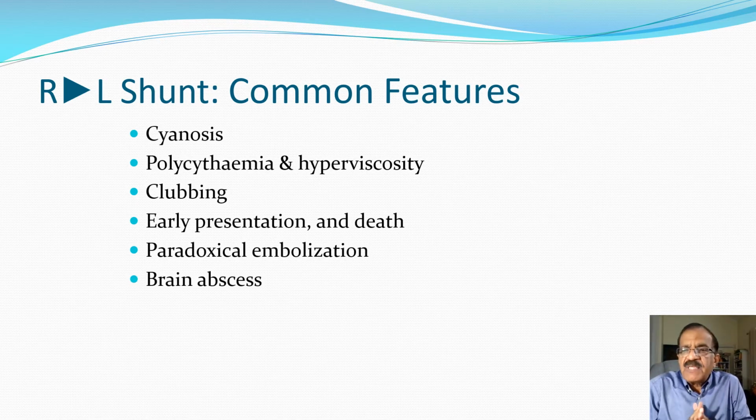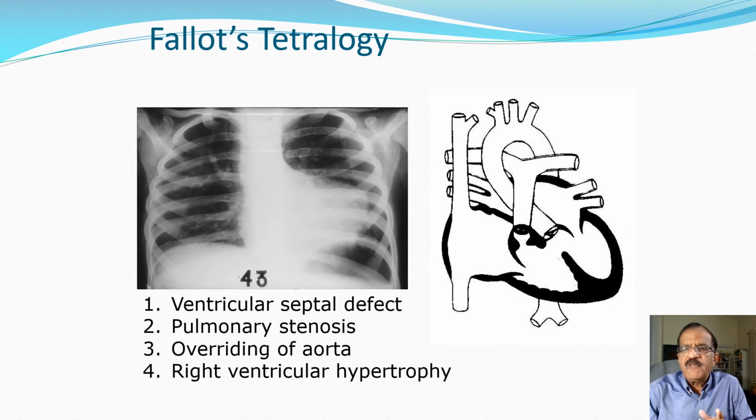So brain abscesses, which are otherwise a very rare condition, may be seen more frequently in people with right to left shunt. So these are the common features which we see in all the cyanotic heart diseases.